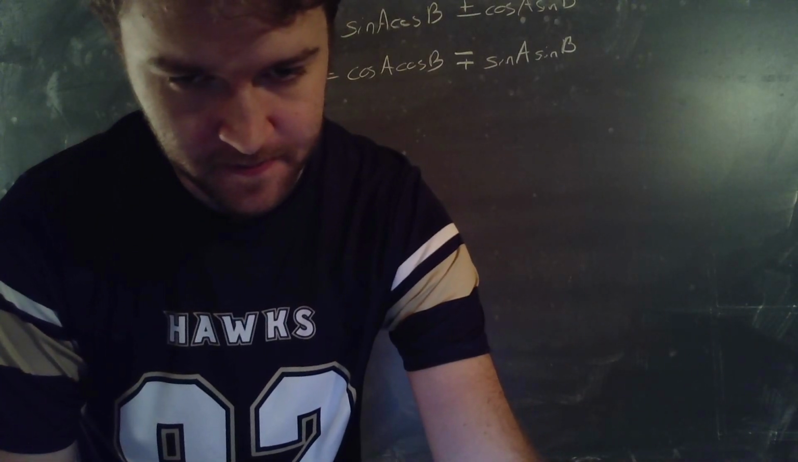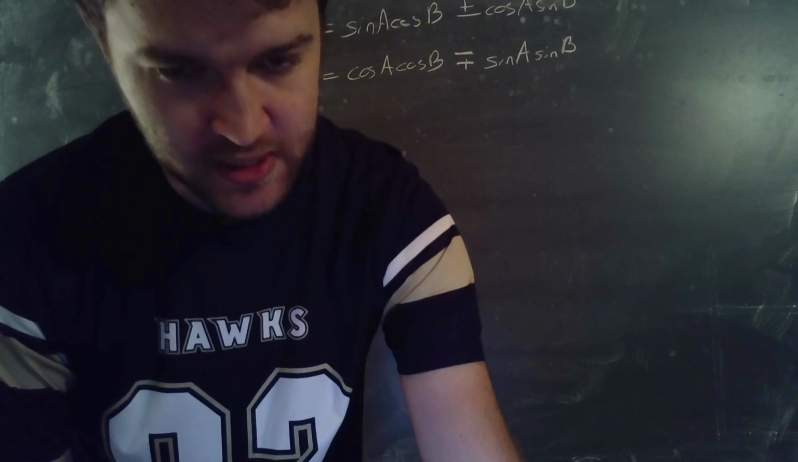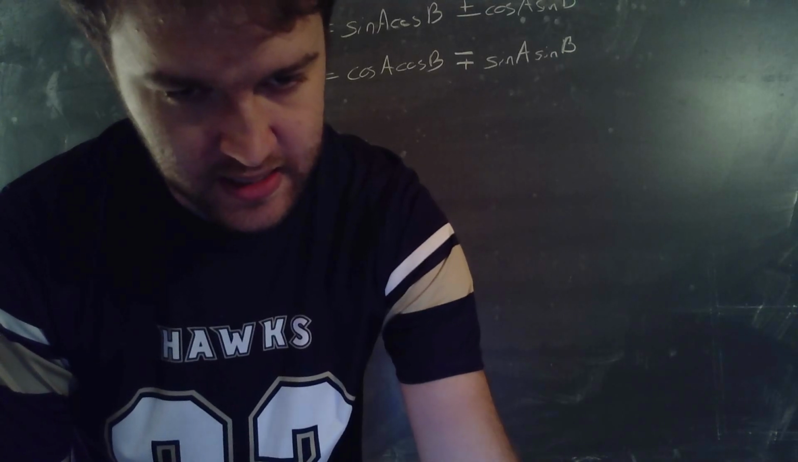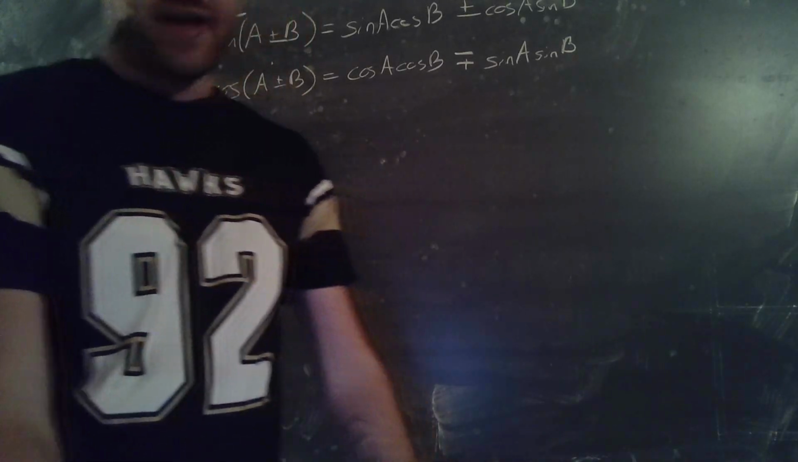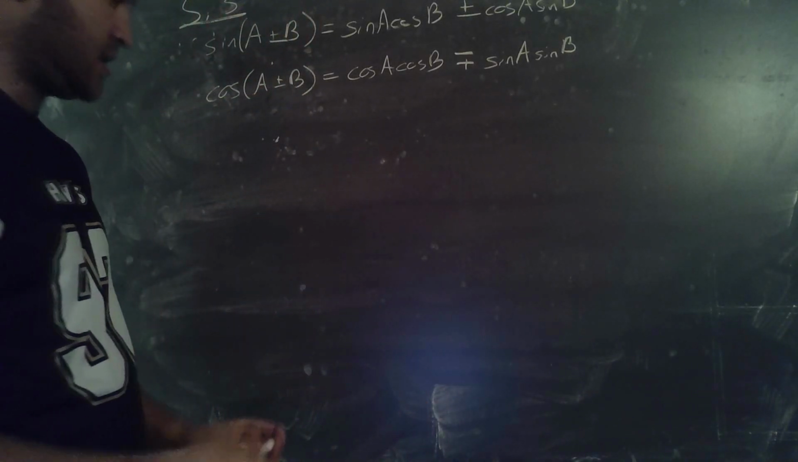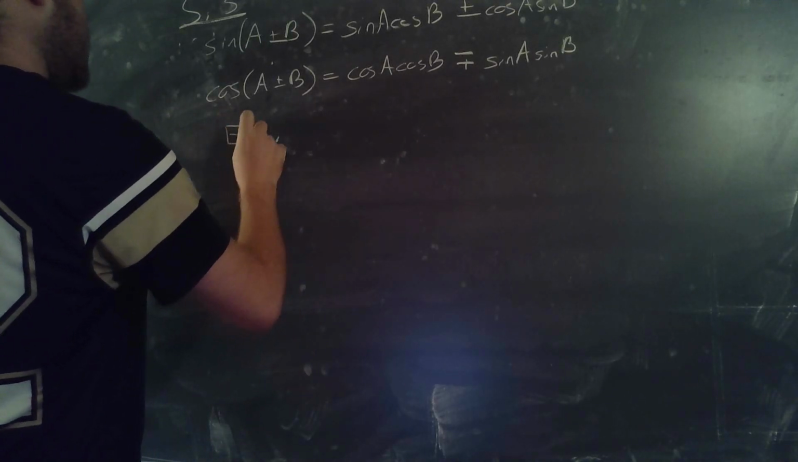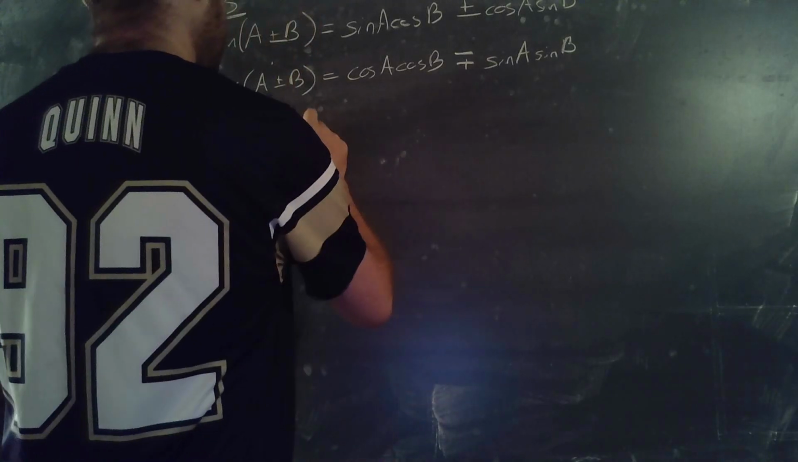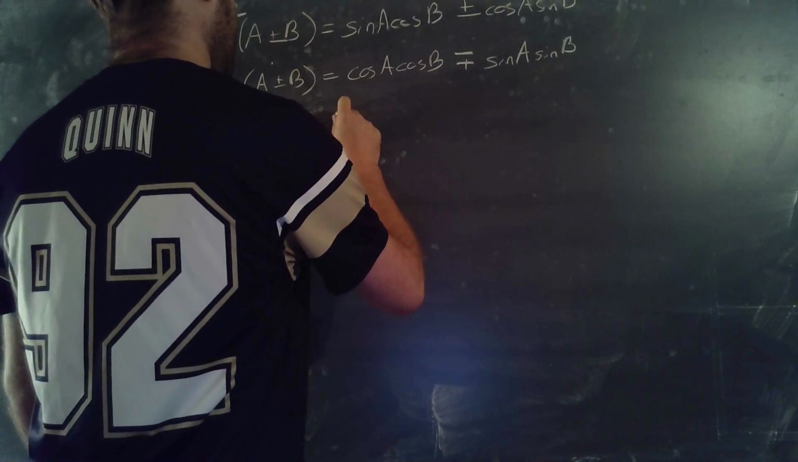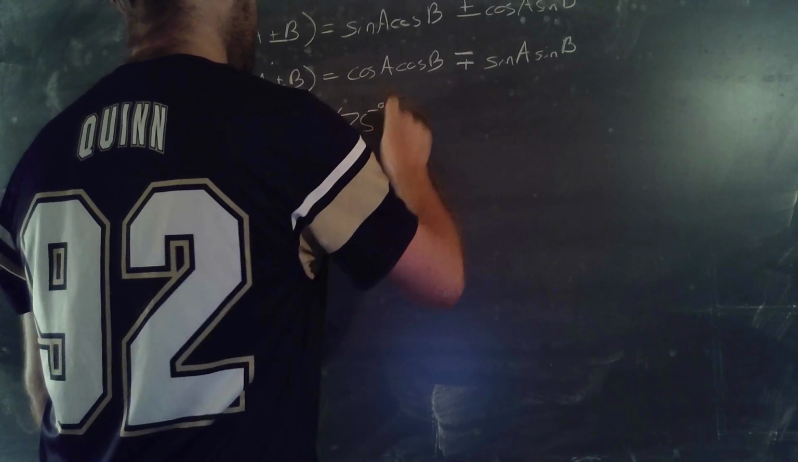Okay. So this is particularly important because we may be asked for some values of things that are not on the unit circle. How do these get used? Well, for example, let's suppose that we have the cosine of 75 degrees.